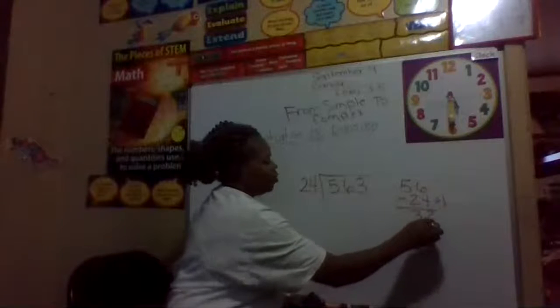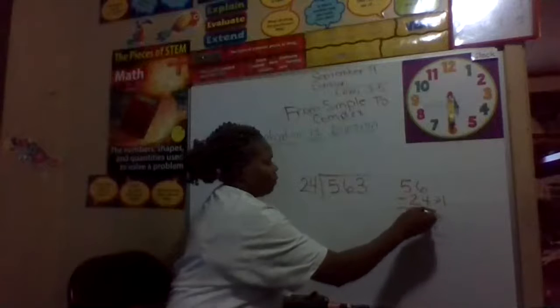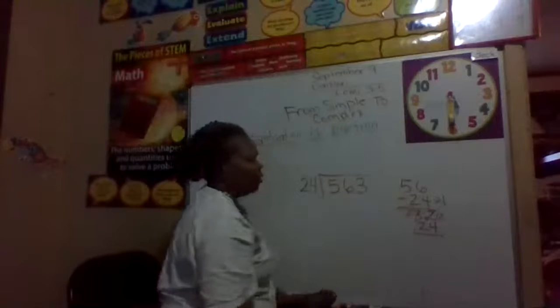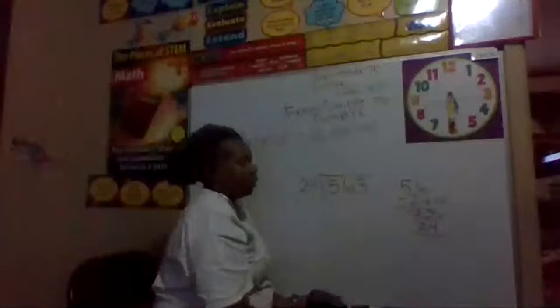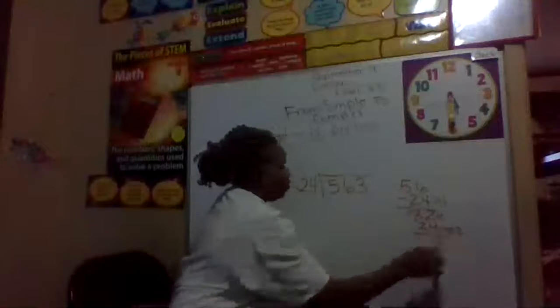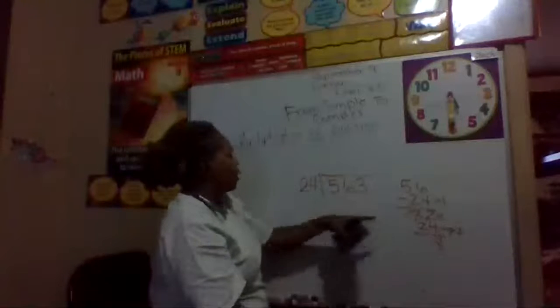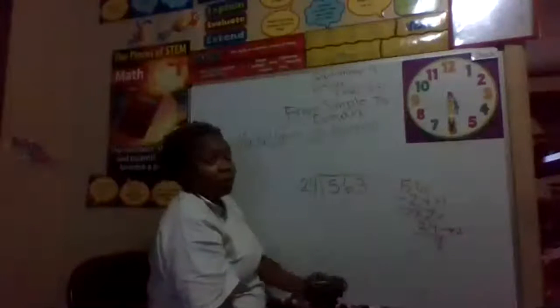Let's subtract another 24. 32 minus 24 is 8. So that is 2. That's 2 groups of 24 that went inside of this 56. Two groups of 24 went into 56.